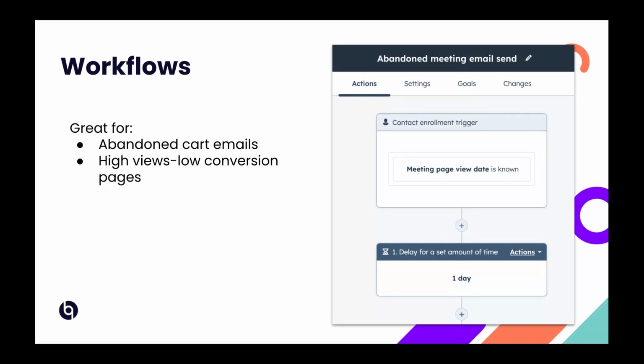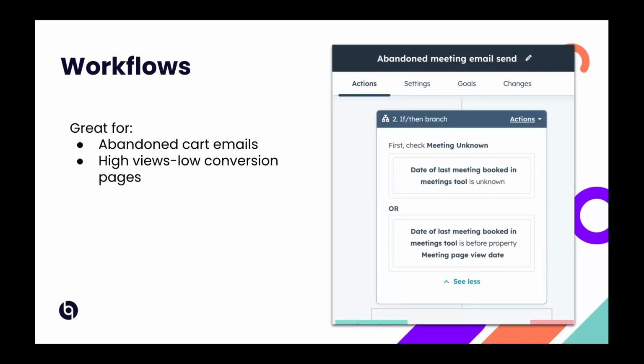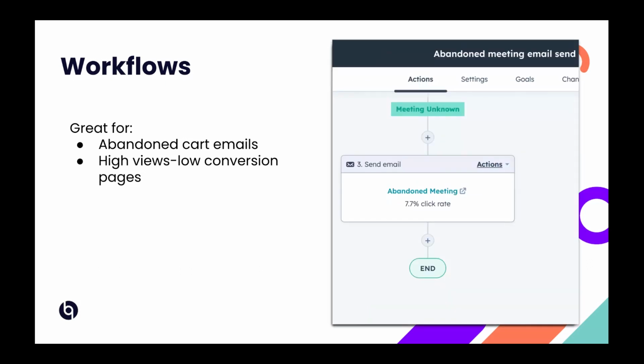So we had to create a date stamp for when the page was viewed, and that's a property that we had to create. And then we had to set a workflow to assign that date. And then we had to build this. So we've made that property in the background, and that's going to be the trigger. And then we push through and use that. So if the date of the last meeting booked is unknown, or the date of the last meeting booked is before the property, then it is going to send a reminder email.